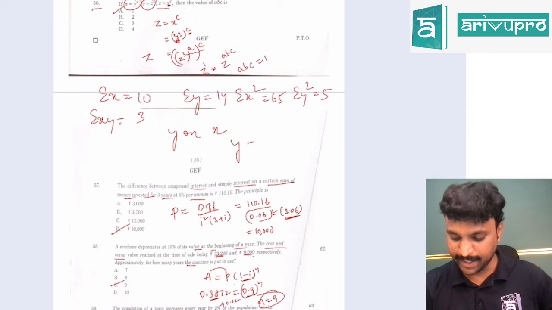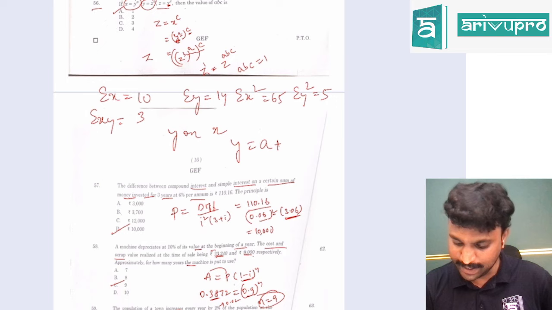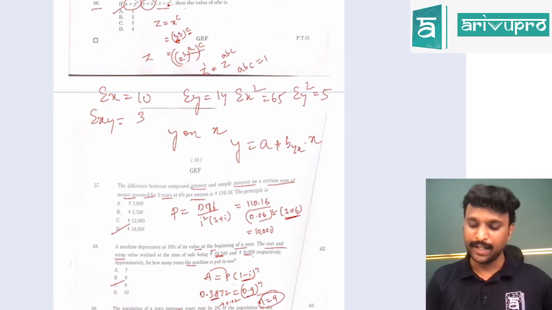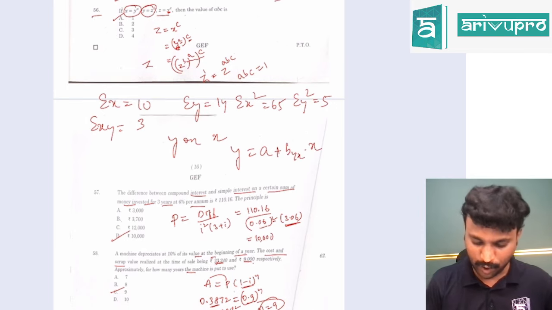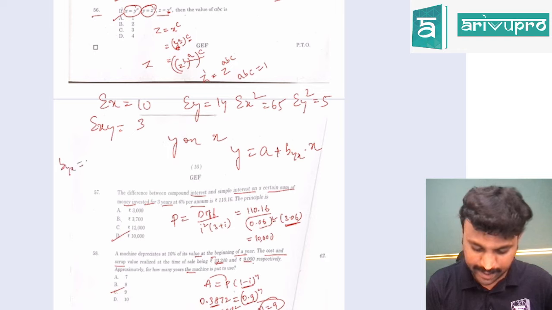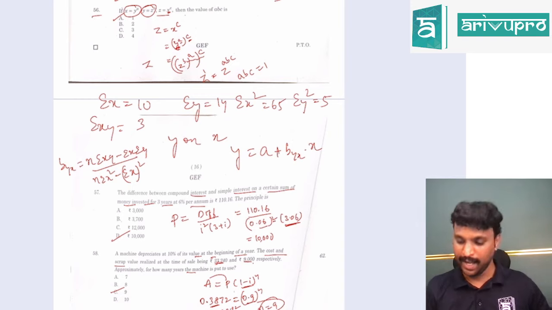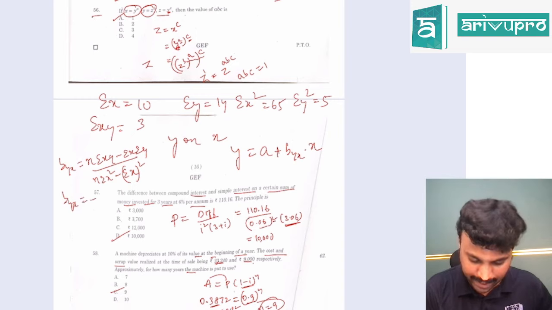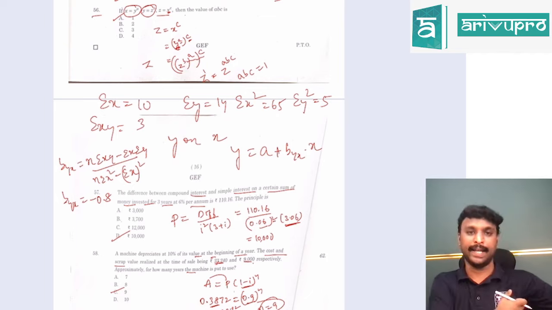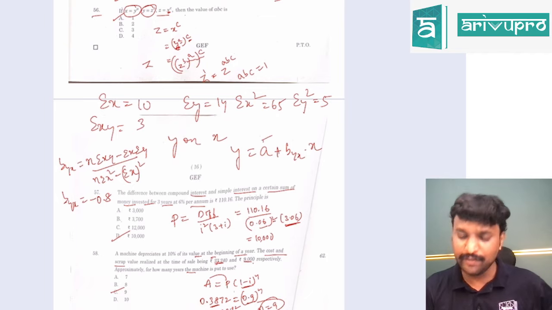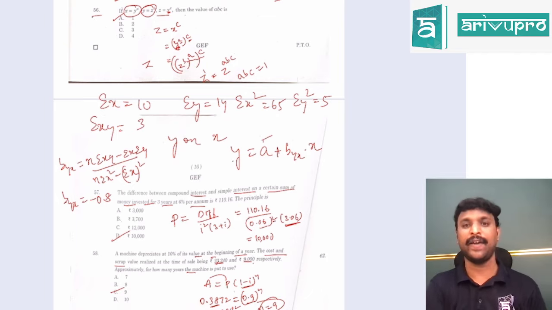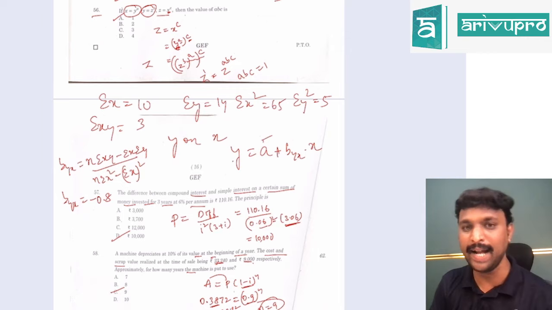Guys, if you want y on x, it is y is equal to a plus byx into x. So how do you find out byx? Guys, what is the formula for byx? Byx is n into summation xy minus summation x into summation y divided by n into summation x square minus summation x the whole square. If you plug in these values and solve it, you get byx as minus 0.8. And then, guys, to find the value of a, in place of x and y, you have to plug in y bar and x bar.